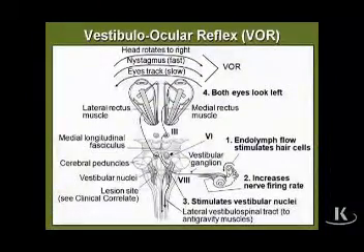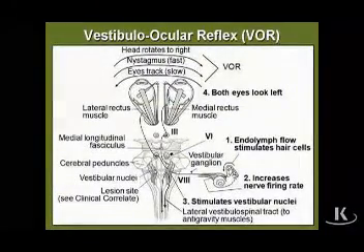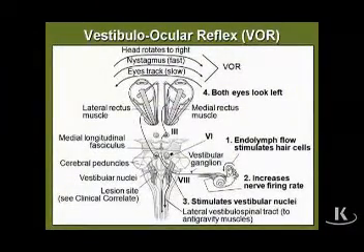And here's how the nystagmus basically works. Because we have a lesion in this example of the left vestibular nuclei, basically they've been taken out of play.